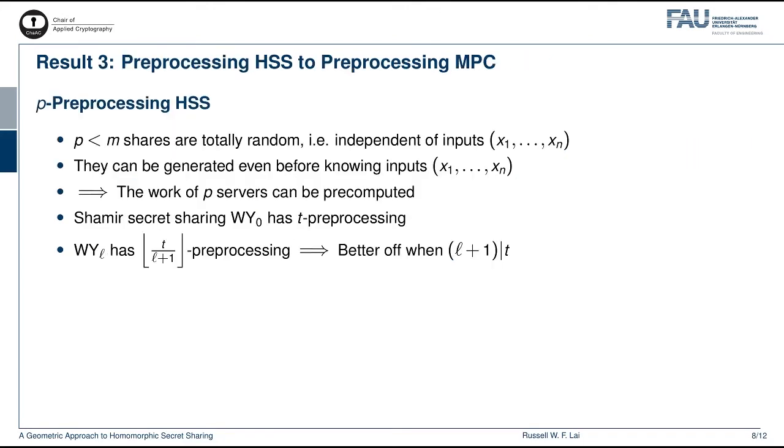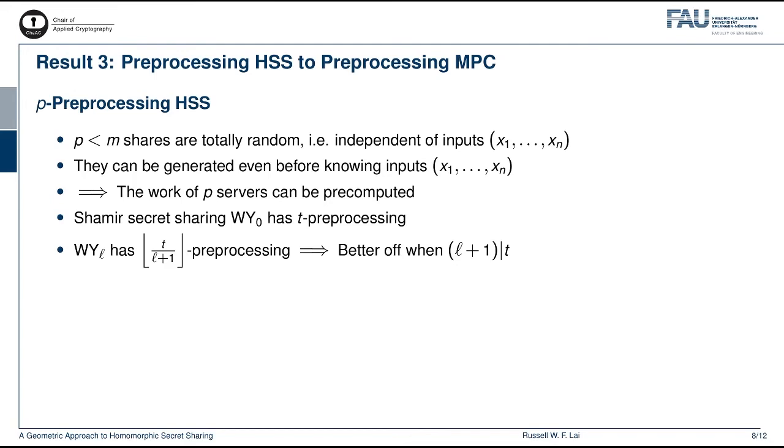For the third and last result, we show how preprocessing HSS schemes can be used to construct preprocessing MPC schemes. But for that, I need to first define the notion of p-preprocessing HSS. We say that an HSS scheme has p-preprocessing if p of the m shares are totally random, which means that they are independent of the inputs x1 up to xn. In fact, they can even be generated before knowing the inputs x1 to xn. Therefore, the work of p servers can be pre-computed.